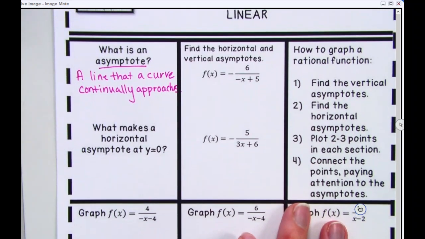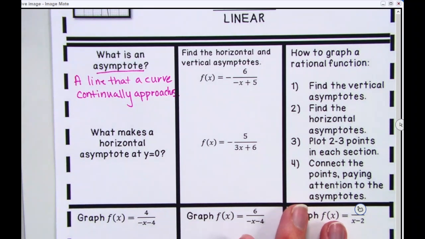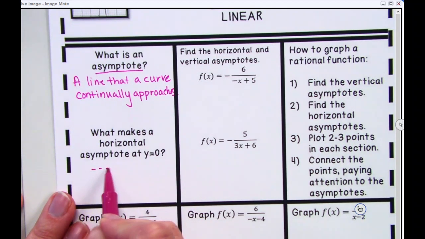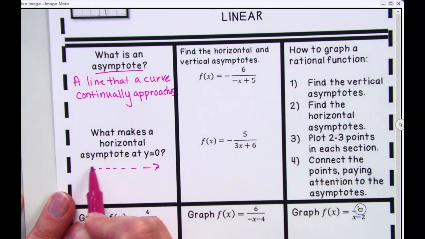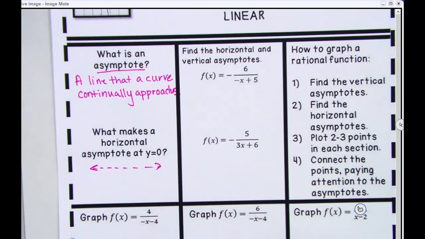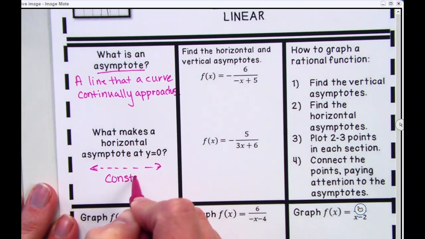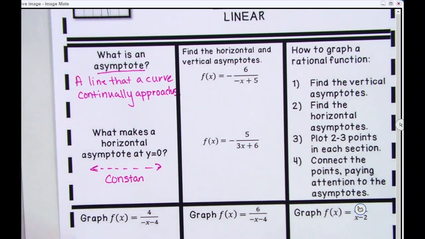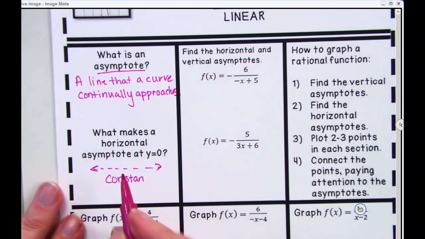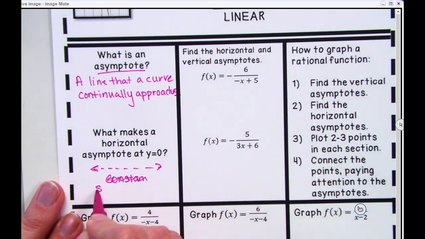Okay, so what makes a horizontal asymptote? That means this direction, right? At y equals 0. That's if we have a smaller degree in the numerator than we do in the denominator.